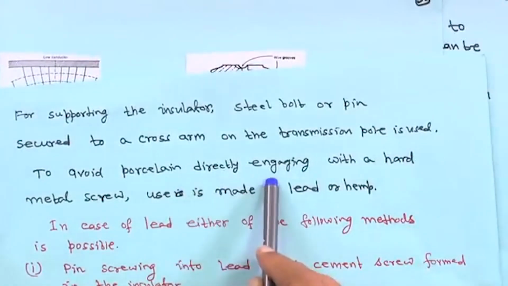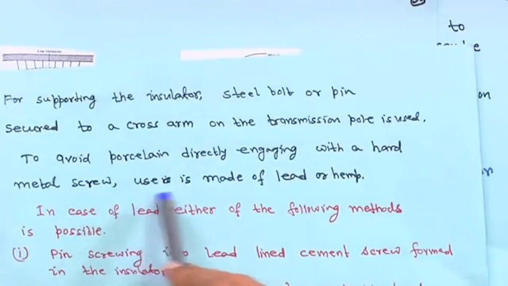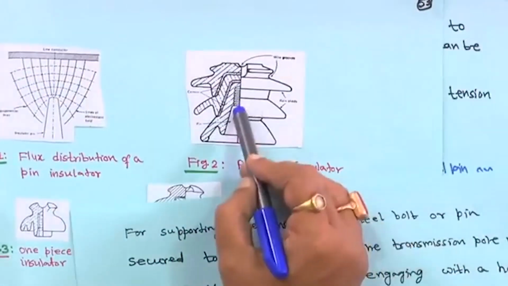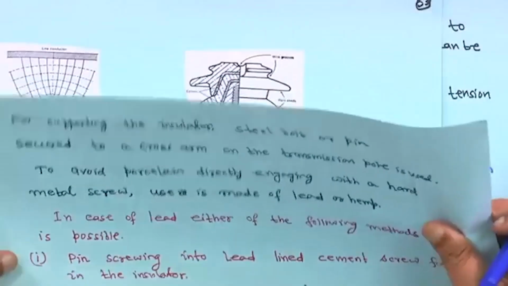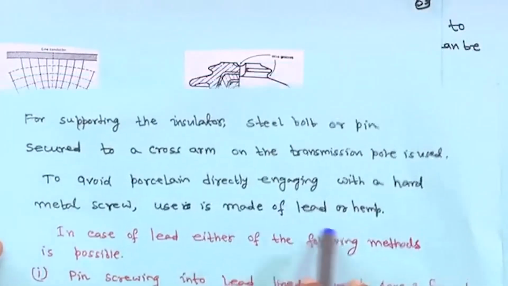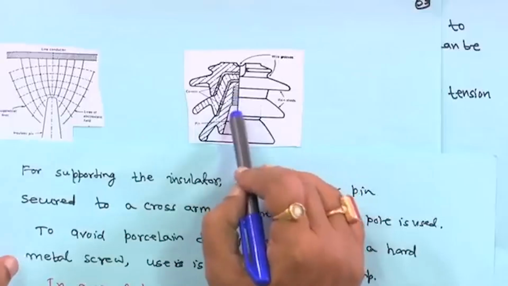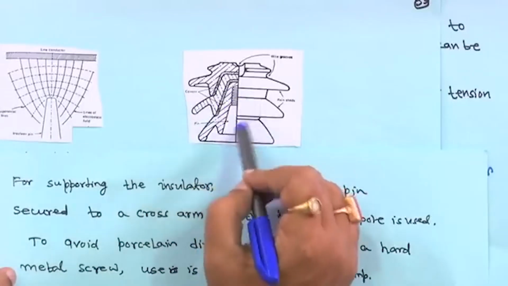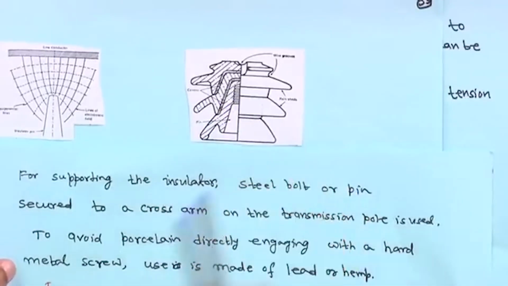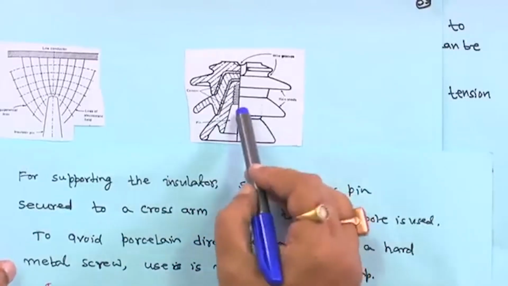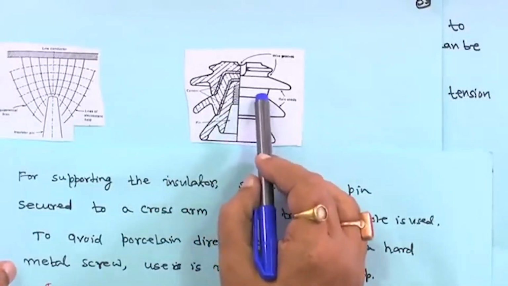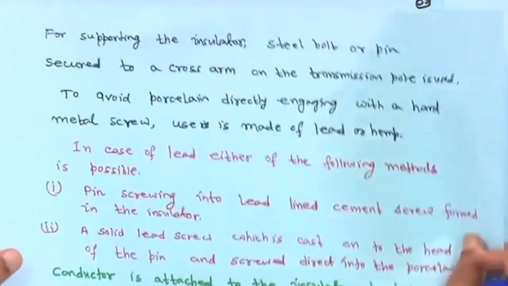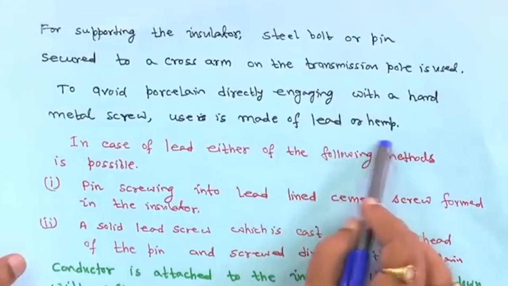To avoid the porcelain directly engaging with a hard metal screw, use is made of lead or hemp, right. Here the screw is not fully seen, but these are cemented. The screw is tightened to the cross arm such that it will not touch the insulating material, the porcelain will not be touched. That is why it is cemented, and with the metal screw use is made of lead or hemp, generally lead, right.